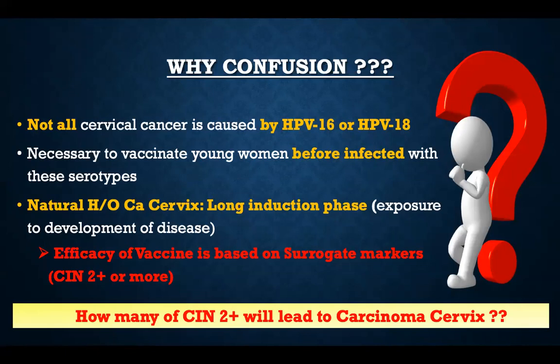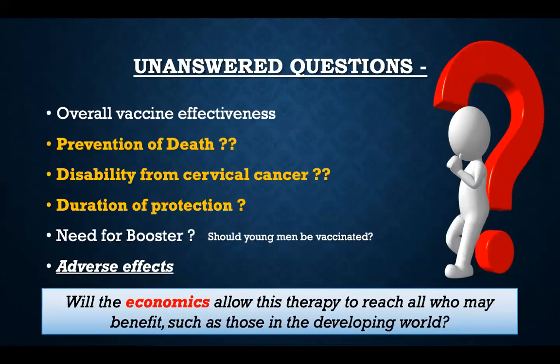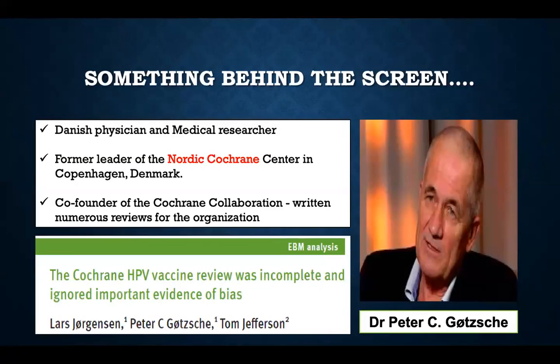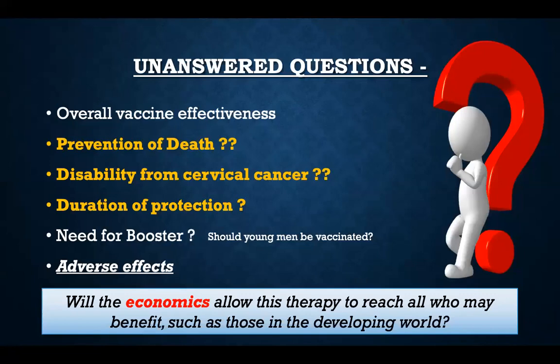Natural history of cancer cervix is that it has a very long induction phase. So throughout this phase, one needs to follow up to see if it is actually decreasing the incidence of cancer. Unanswered questions are overall vaccine effectiveness. Does it actually prevent death? Does it actually decrease any disability from cervical cancer? What is the duration of protection? Because we do need longer follow-up. Is there any need for boosters? And is it cost effective?